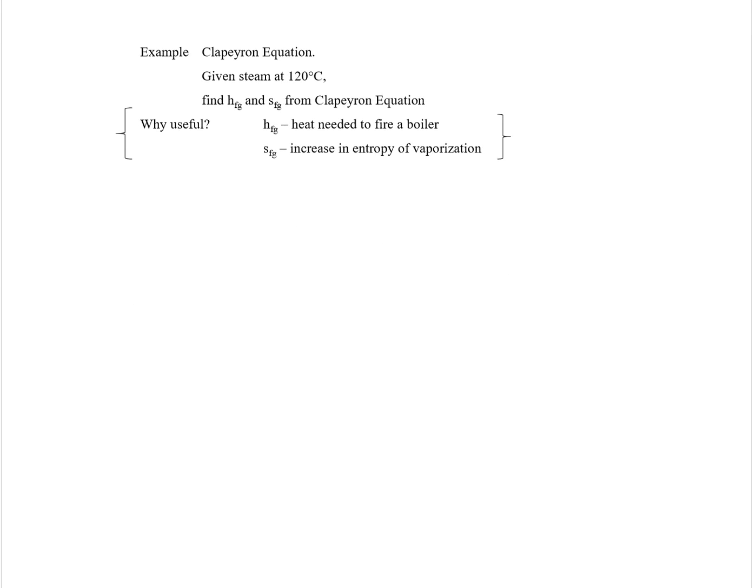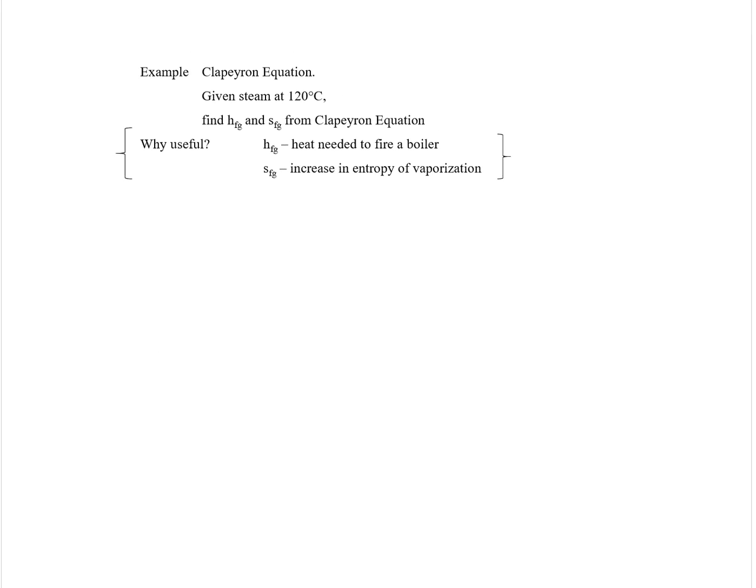So we're going to use the Clapeyron equation. We're going to look at steam at 120 C. We're going to find the enthalpy of vaporization and the entropy of vaporization from the Clapeyron equation. And the use of this is, HFG is the heat needed to fire a boiler, and SFG is the increase of entropy associated with vaporization.